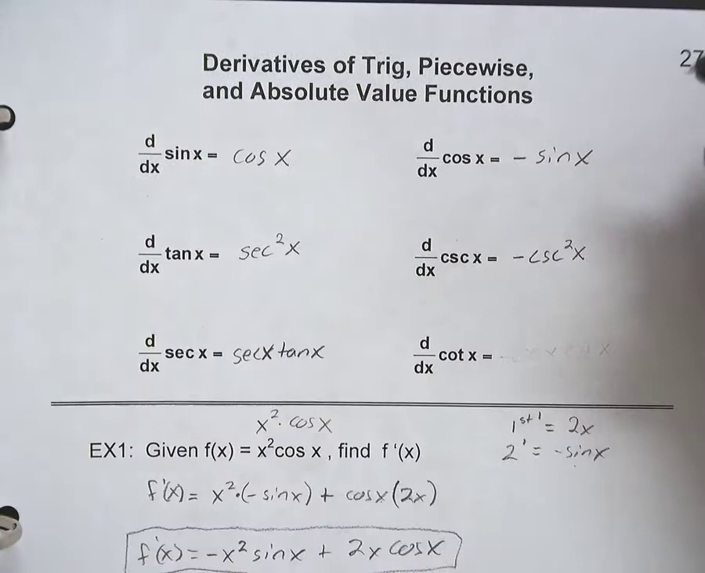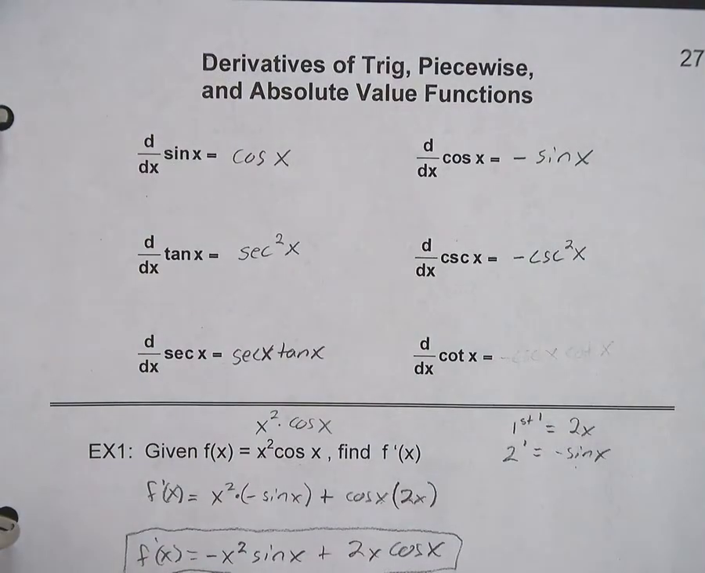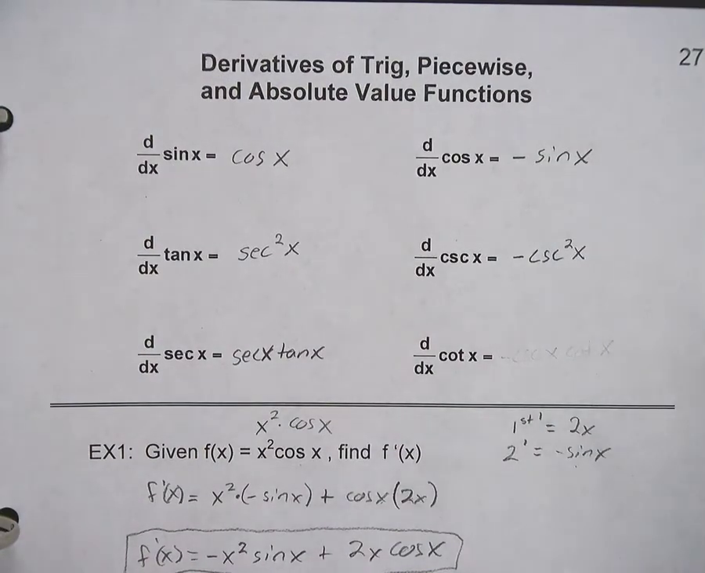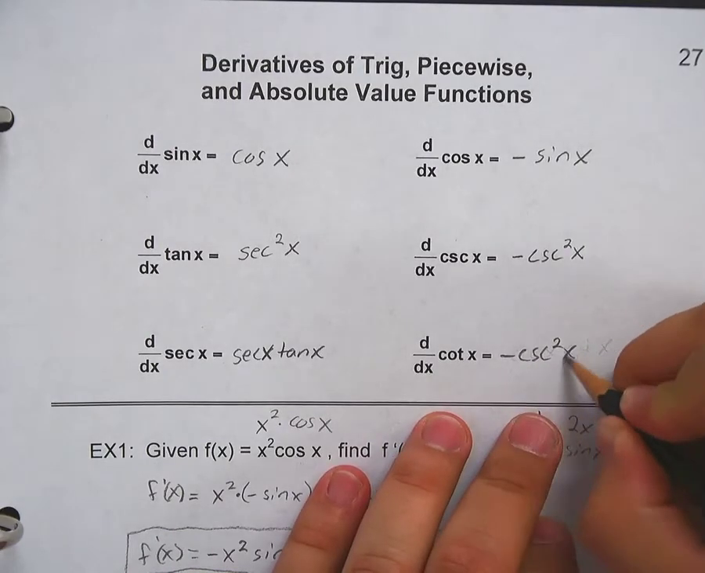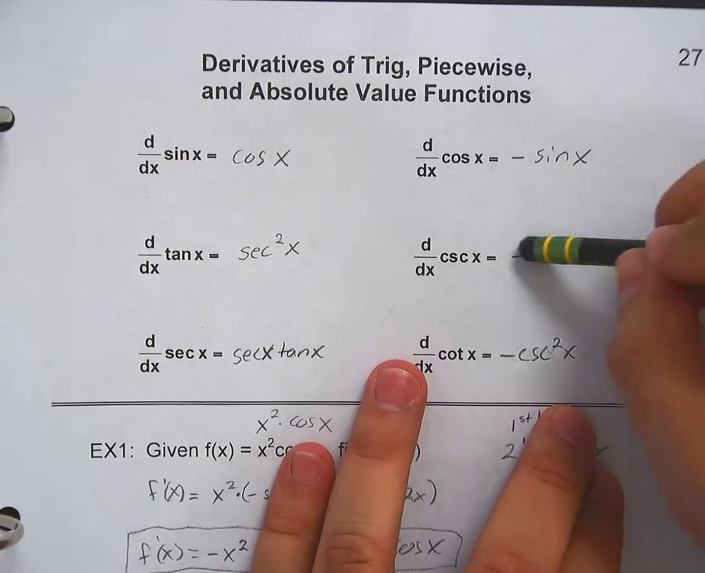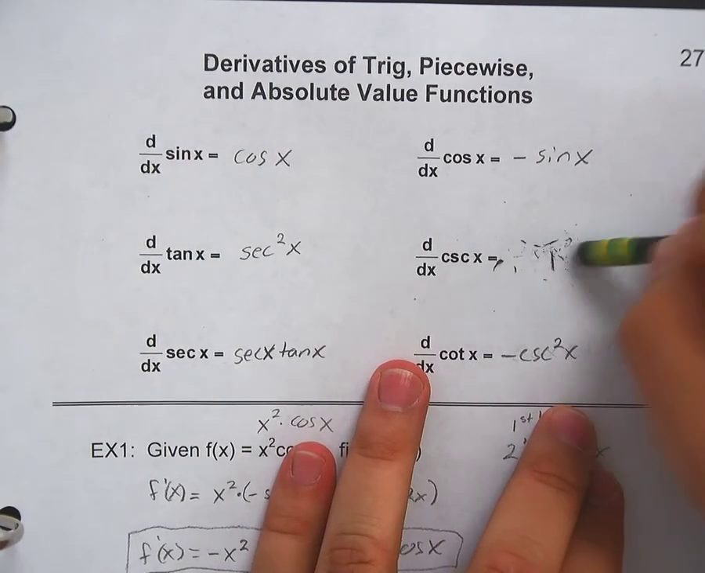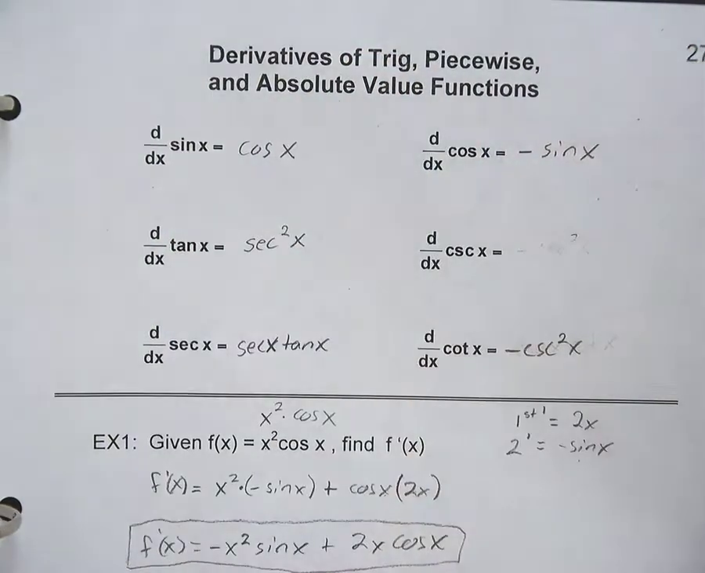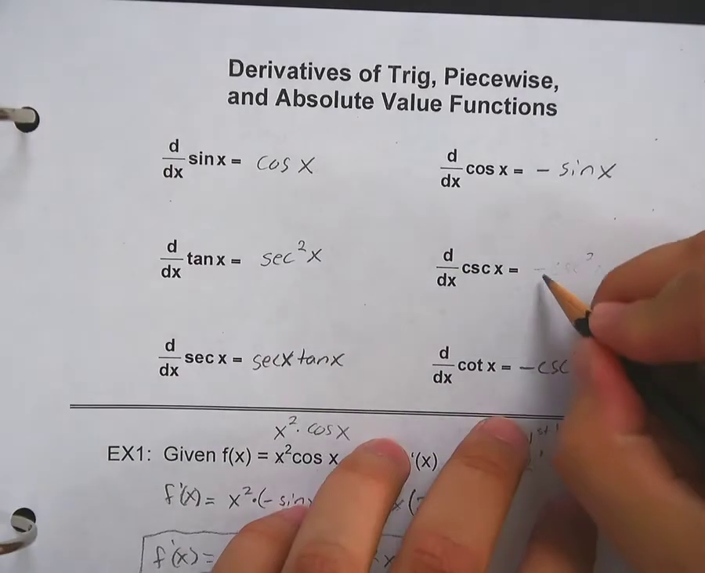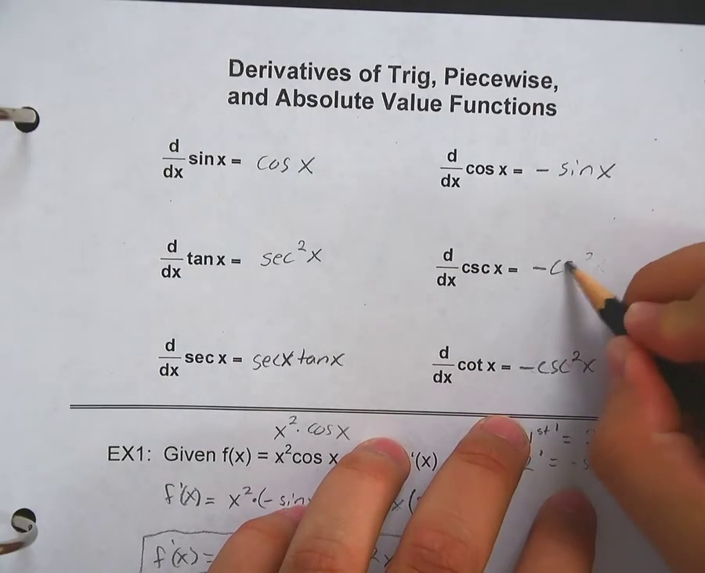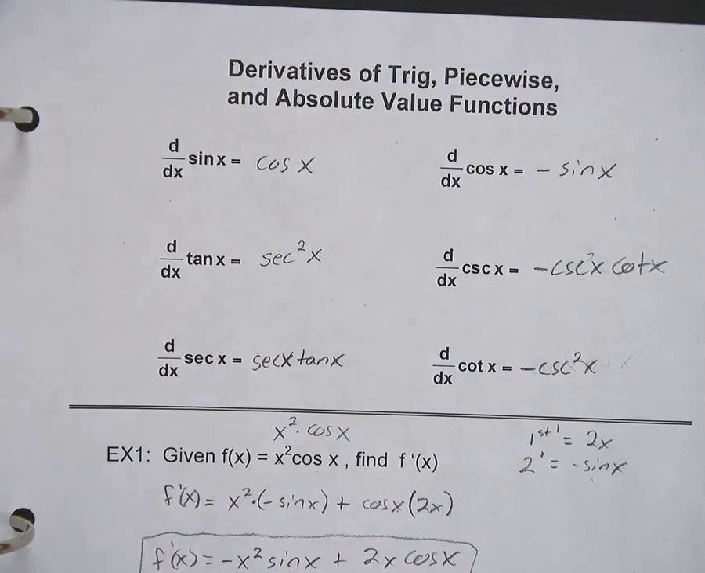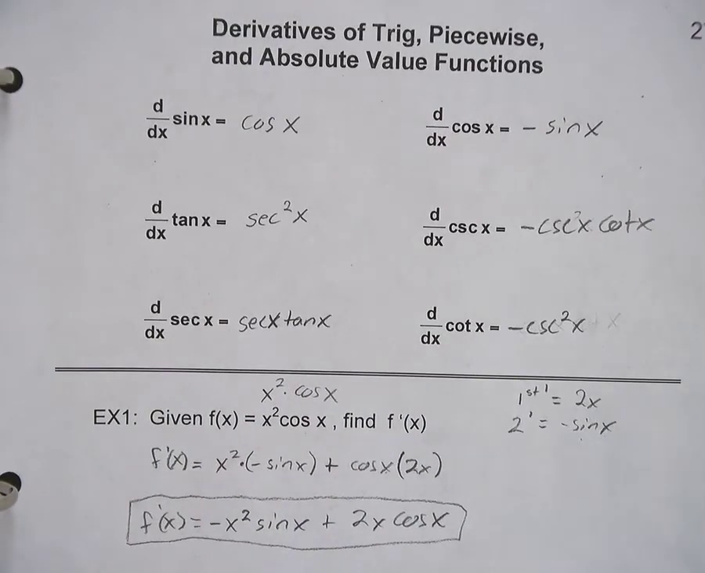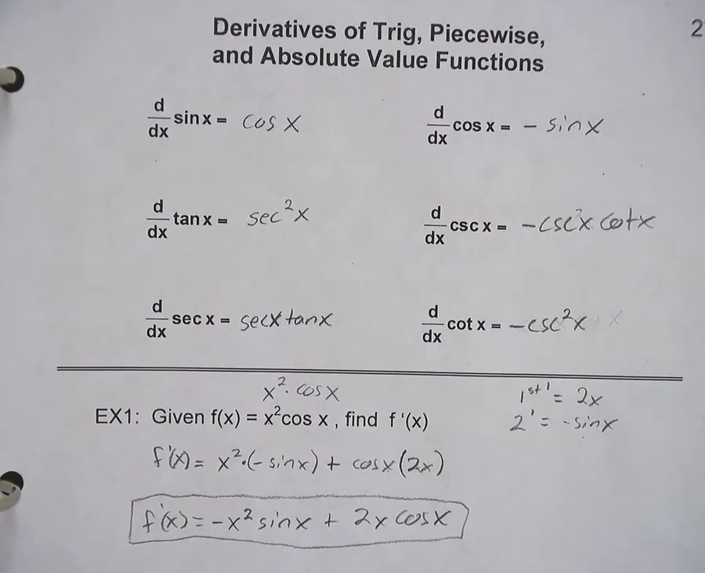I sat there and I wrote them down, and since we didn't do an example with them, I didn't notice that they were wrong. So the derivative of cotangent is negative cosecant squared x, and the derivative of cosecant is negative cosecant x cotangent x. Again, I apologize about that. I should have noticed that those were off, but well, nothing like correcting them now.